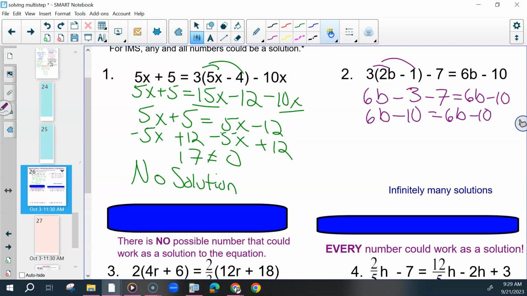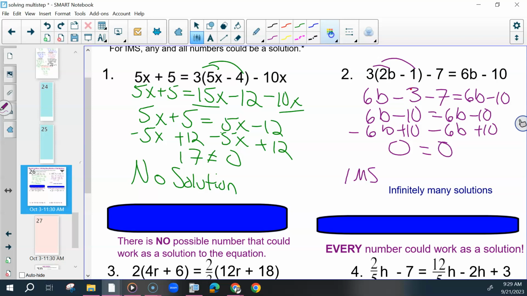What do we want to do? If we're subtracting 16, you have to add 10. What happens? 0 on both sides. Everything cancels. But this is a true statement. So this would be your infinitely many solutions. Write that in if you don't already see it, or IMS.